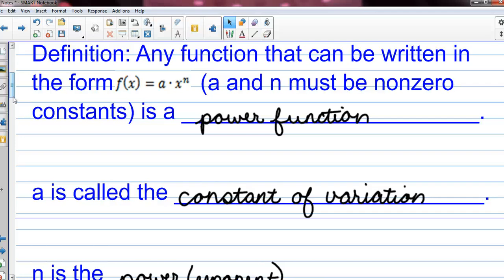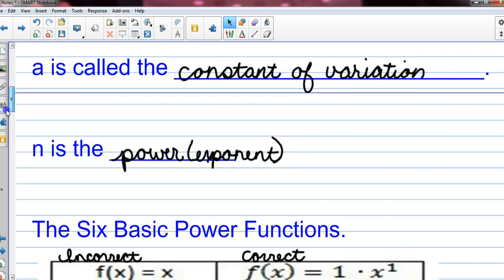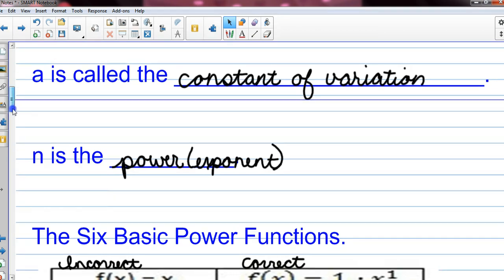A is called the constant of variation, another definition that needs to be in your notes. N is the power. Another name for the power is an exponent. Another definition for your notes.